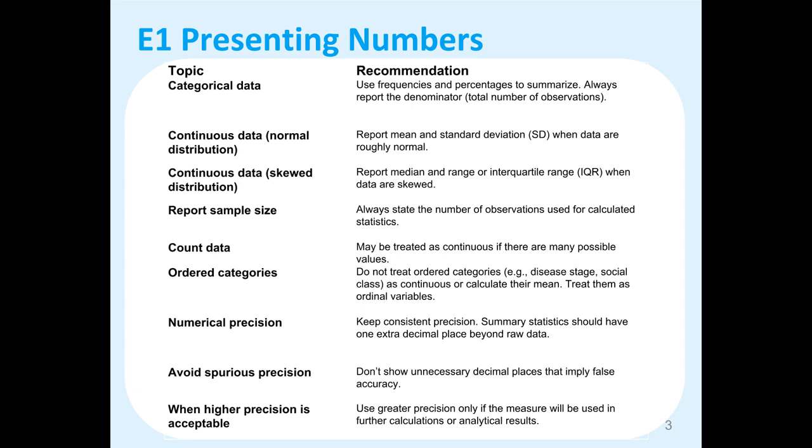For continuous data, the choice between mean and SD for normal or median and IQR for skewed is crucial. A simple rule applies to all data. You must always state the sample size that was used. Furthermore, you must avoid spurious precision. Don't show unnecessary decimal places that imply false accuracy. You should use greater precision only if the measure will be used in further calculations or analytical results.